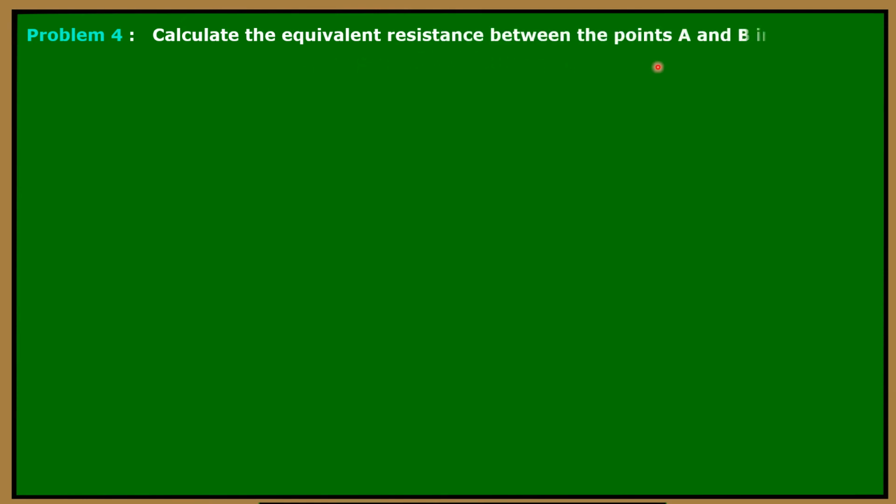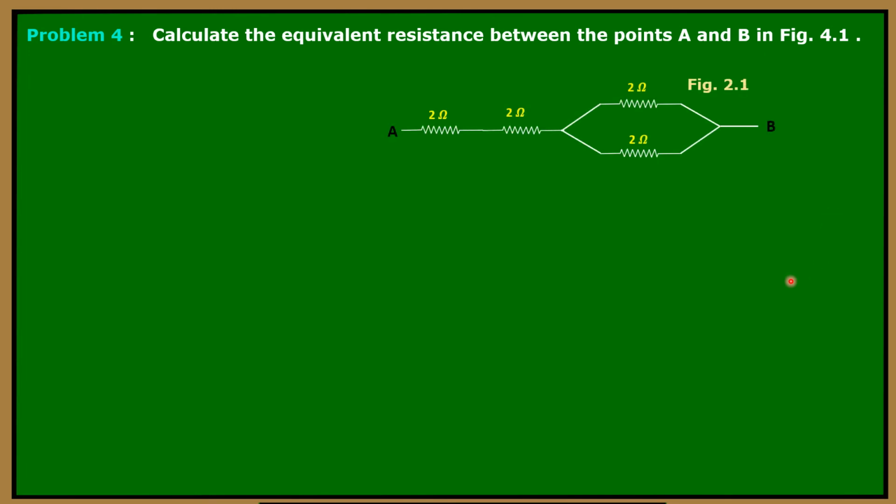Now, problem number 4. Calculate the equivalent resistance between the points A and B in figure 4.1. Here is the problem figure. In this, 4 resistors have been connected in between A and B in this manner. Now we have to calculate the equivalent or effective resistance between A and B.